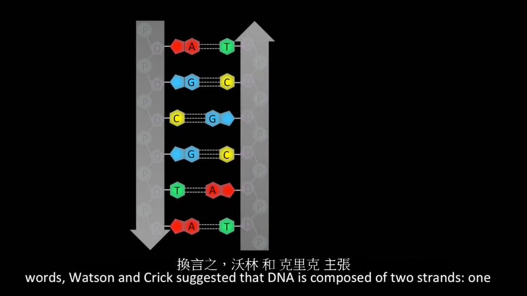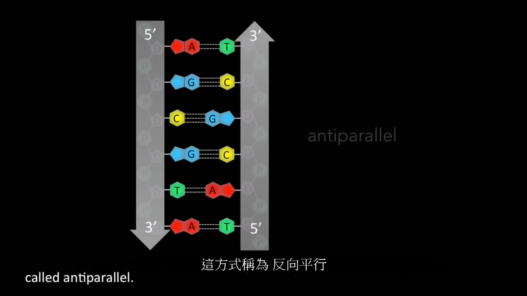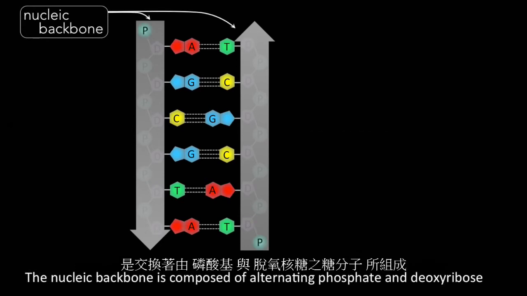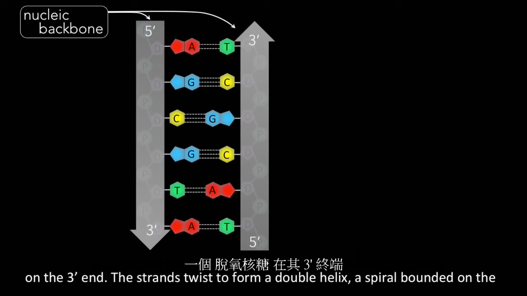In other words, Watson and Crick suggested that DNA is composed of 2 strands, one running 5' to 3', connected to a second strand running 3' to 5'. This orientation is called anti-parallel. The nucleic backbone is composed of alternating phosphate and deoxyribose sugar molecules, with a phosphate on the 5' end of the strand and a deoxyribose on the 3' end.